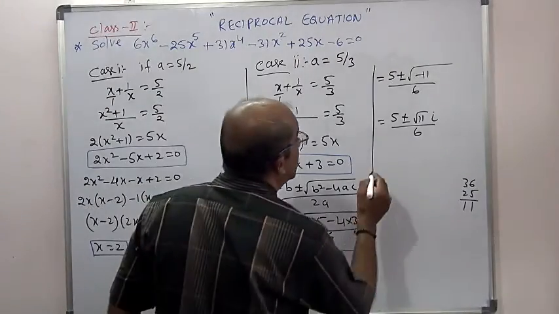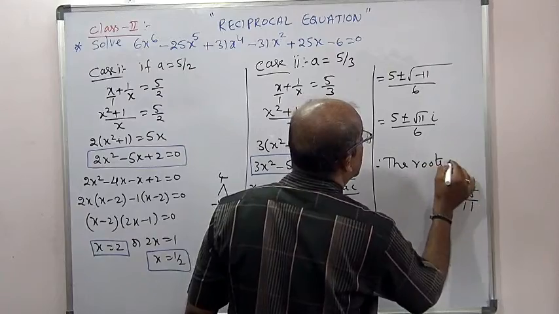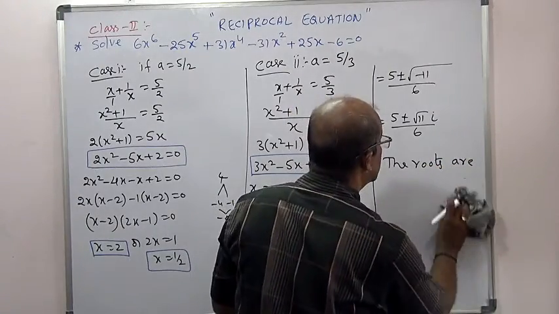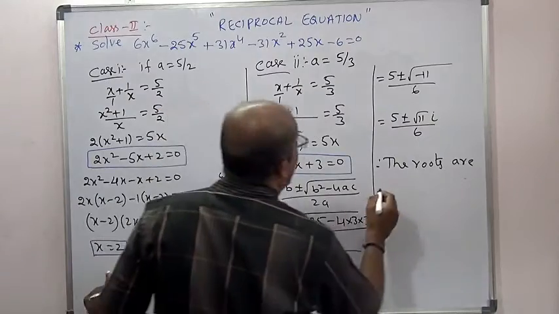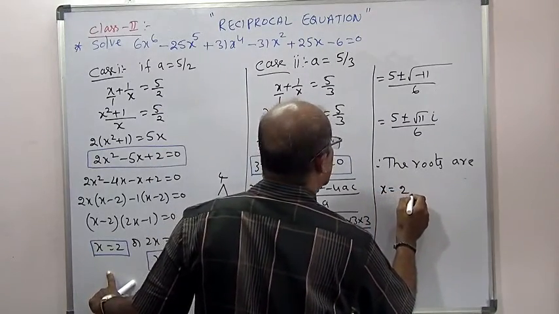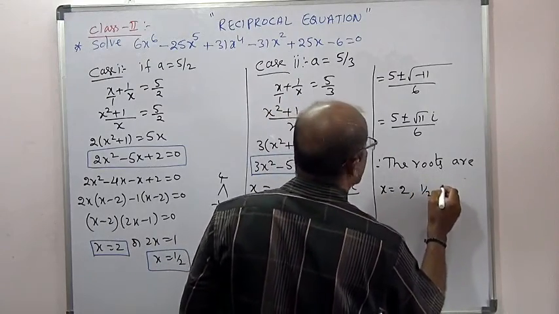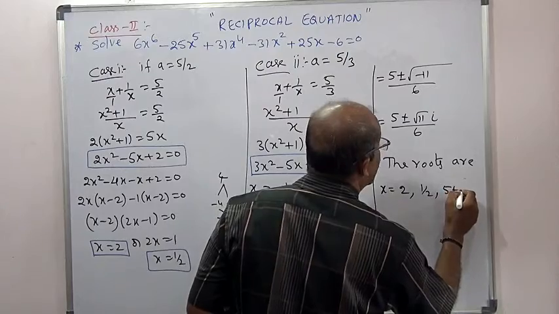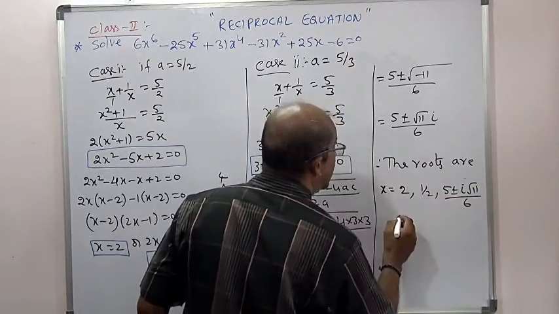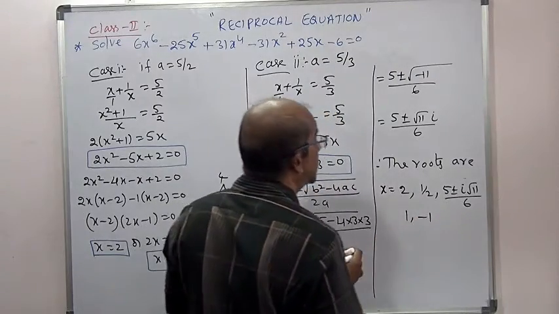Therefore, the roots are x is equal to 2, 1 by 2, 5 plus or minus i root 11 by 6, already 1 comma minus 1. So total 6 roots are there.